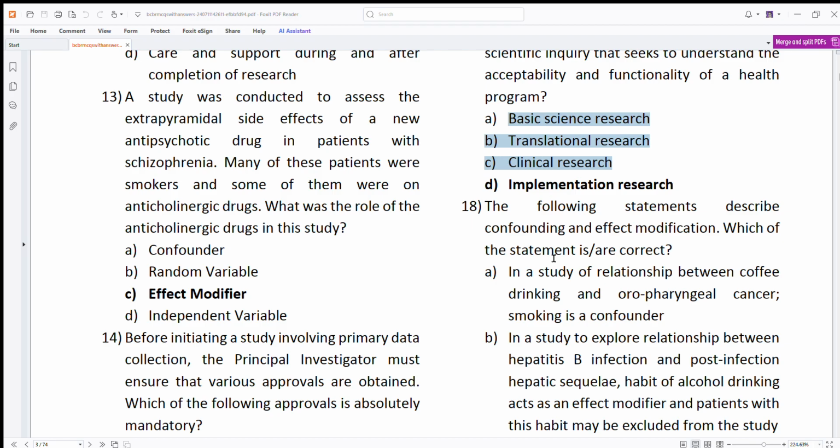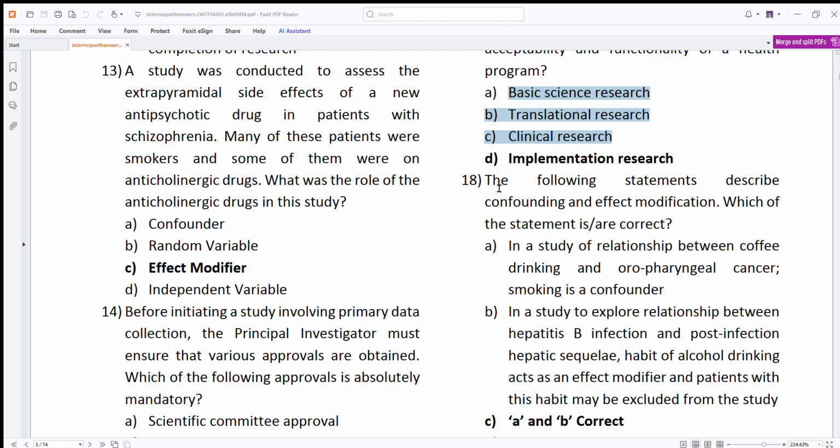Then moving on to the 18th question. The following statements describe confounding and effect modification. Which of the statements is correct? In a study of relationship between coffee drinking and oropharyngeal cancer, smoking is a confounder. Yes, it is. That is what I was talking to you about. Yes, it is a confounder.